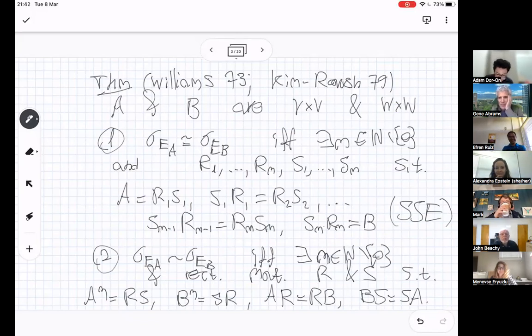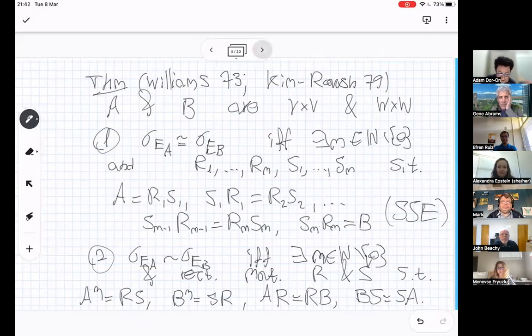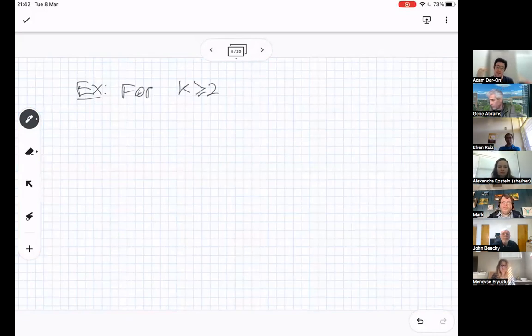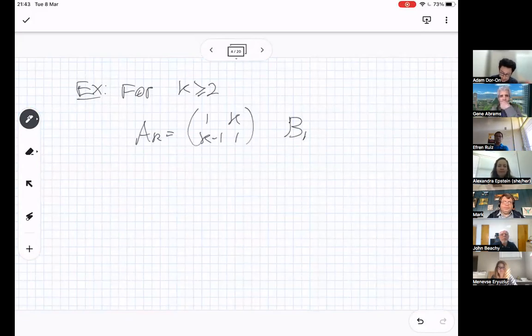All right. So yes, there should be no N at this point, except for the N for the natural numbers. Here is a class of examples, a very simple class. I'm going to give you pairs of adjacency matrices, which you can imagine define some kind of directed graph. I'm going to take A_K to be 1, K, K minus 1 and 1, and then B_K to be 1, K, K minus 1, 1, 1.